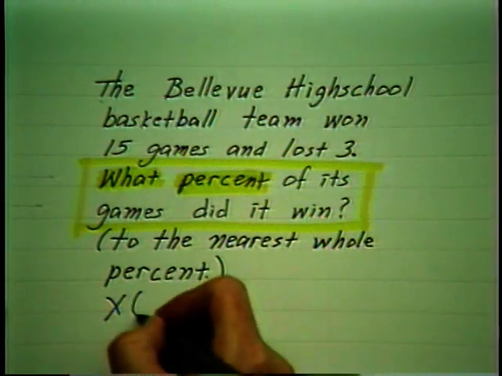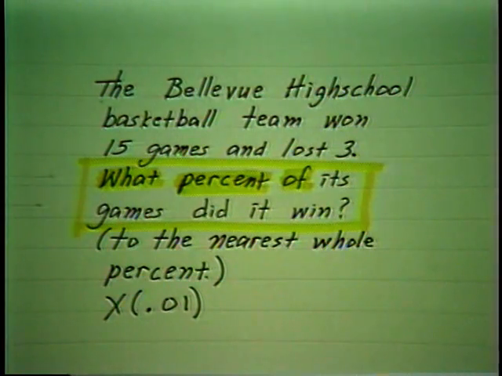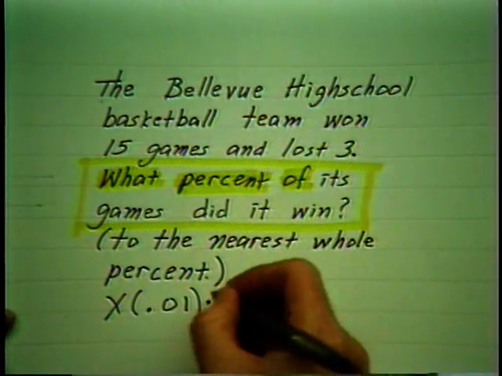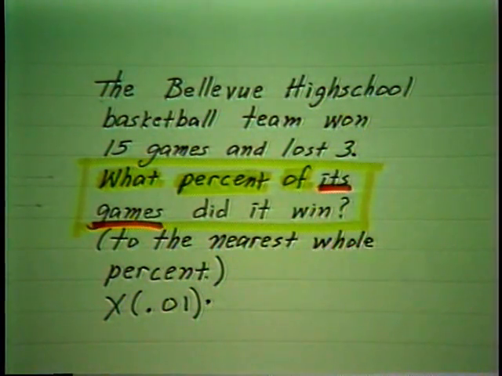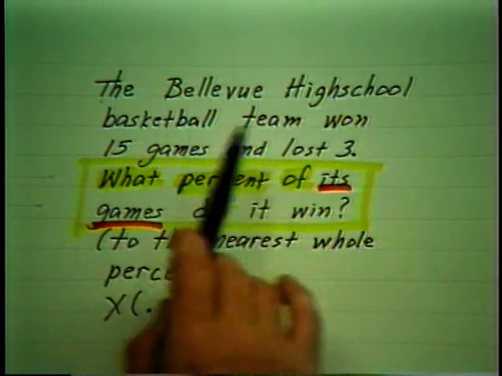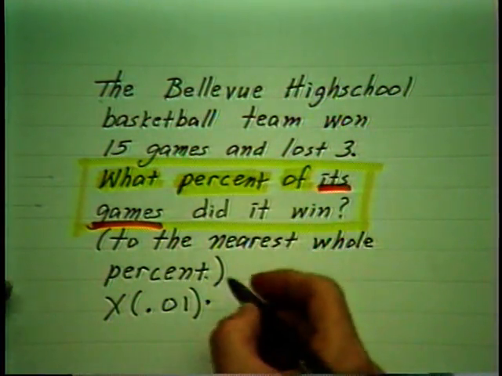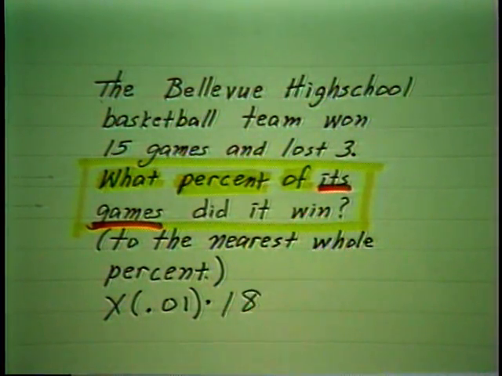Percent means times 0.01. Of means times its games. Now don't let that fool you. Its games, all of its games, is not 15 and 3, but it won 15, lost 3, so its games was a total of 18 games.